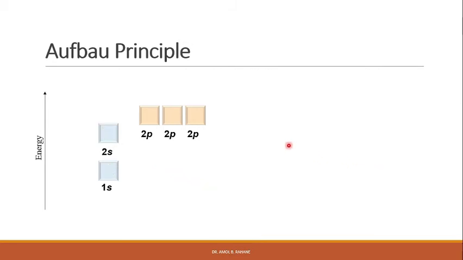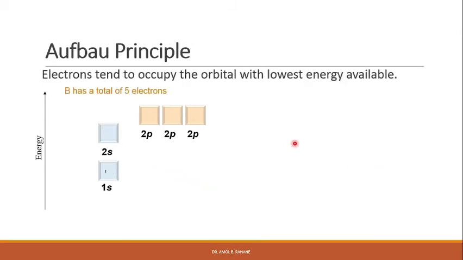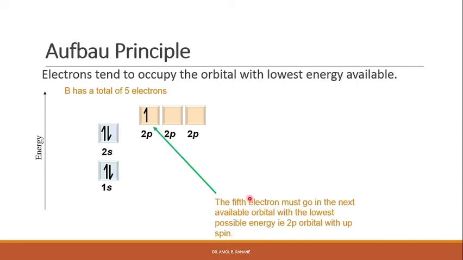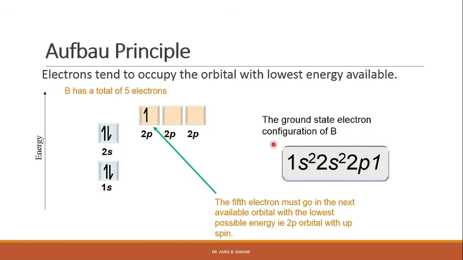Now in the case of boron, which has 5 electrons, 2 electrons go in the 1s orbital, 2 electrons go in the 2s orbital, and the fifth electron goes into one of the 2p orbitals available, right? The fifth electron must go into the next available orbital with the lowest possible energy, that is one of the 2p orbitals with up spin. The ground state electronic configuration of boron we can write as 1s2 2s2 2p1.